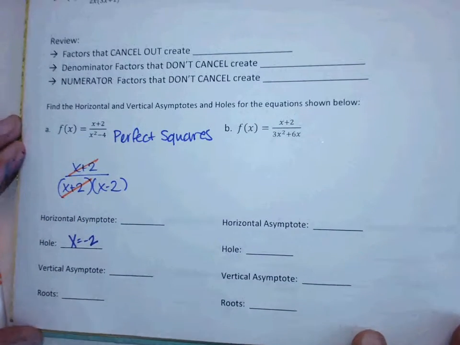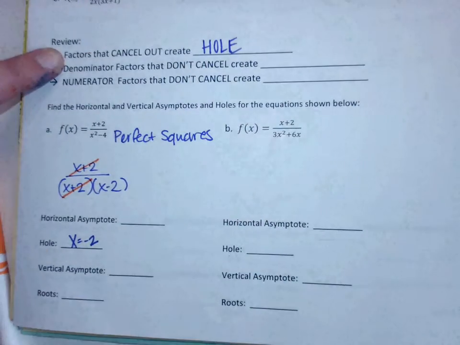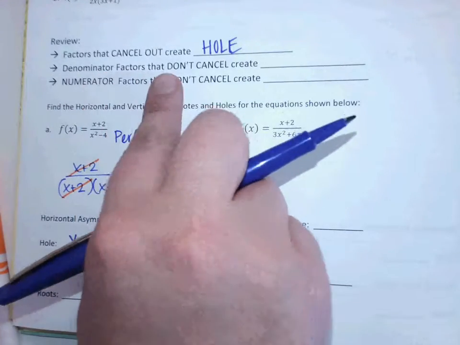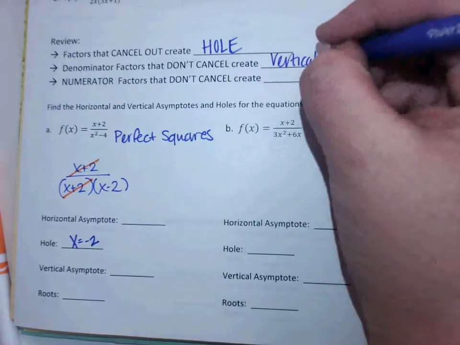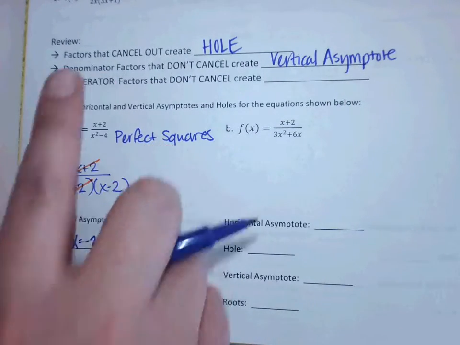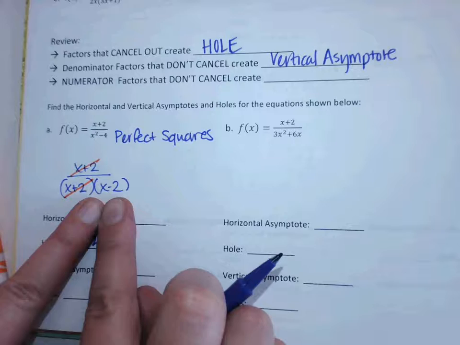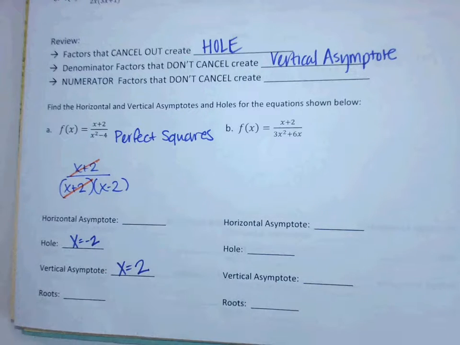So if you want to fill in the blank here, factors that cancel out create a hole in the graph. This is the notes, just the bottom part of them. Okay, now a vertical asymptote is a factor in the denominator that does not cancel out. So that's going to be a vertical asymptote. Now remember, just like we talked about in your notes yesterday, hopefully, if you watched it, denominator means the bottom. So where is my leftover x for this guy? On the bottom. And if it's an x minus 2, where is the vertical asymptote at? Positive 2. Very good.